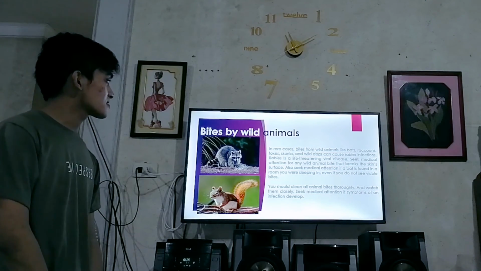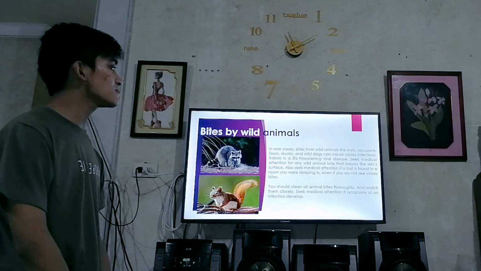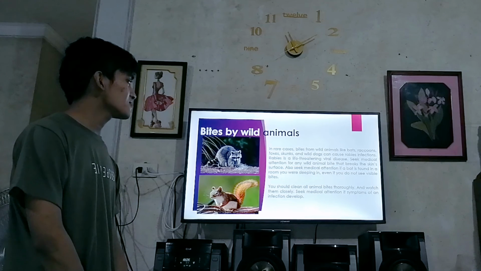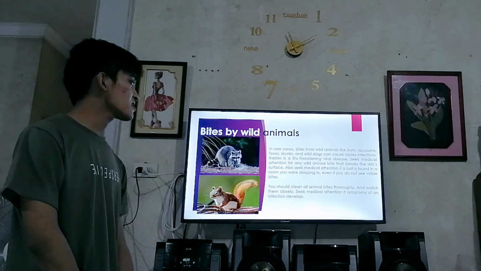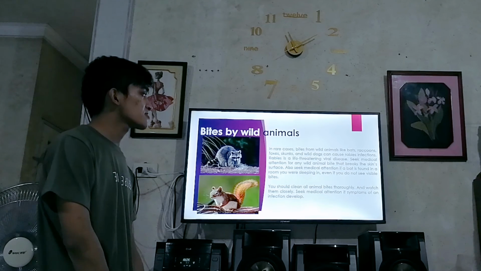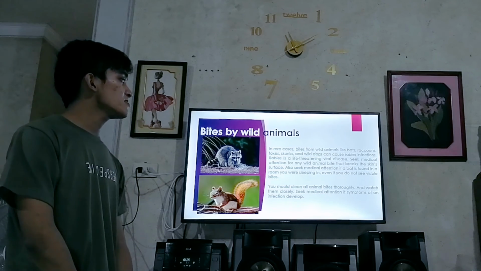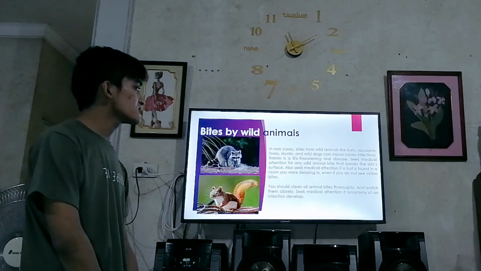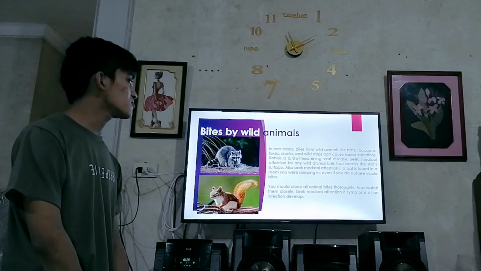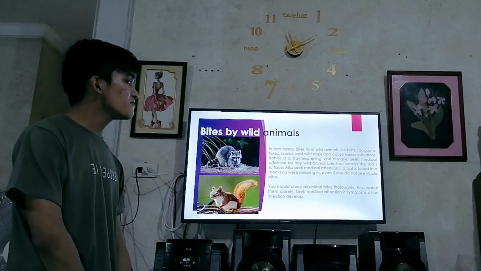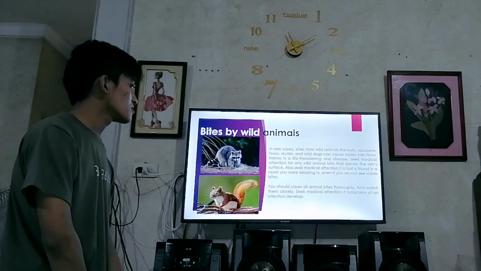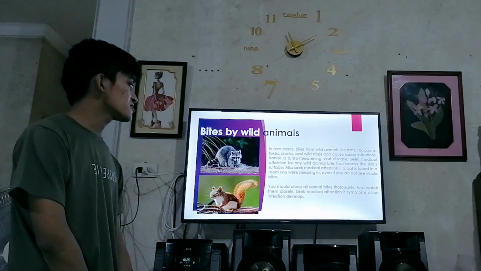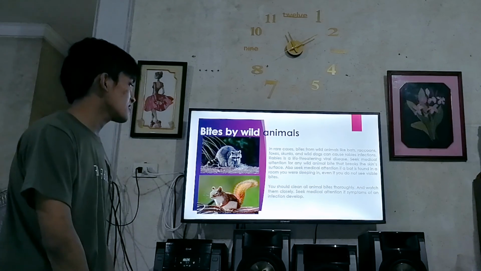Bites by wild animals. In rare cases, bites from wild animals like bats, raccoons, foxes, skunks, and wild dogs can cause rabies infections. Rabies is a life-threatening viral disease. Seek medical attention for any wild animal bite that breaks the skin's surface. Also seek medical attention if a bat is found in a room you were sleeping in. Even if you do not see visible bites, you should clean all animal bites thoroughly and watch them closely. Seek medical attention if symptoms of an infection develop.